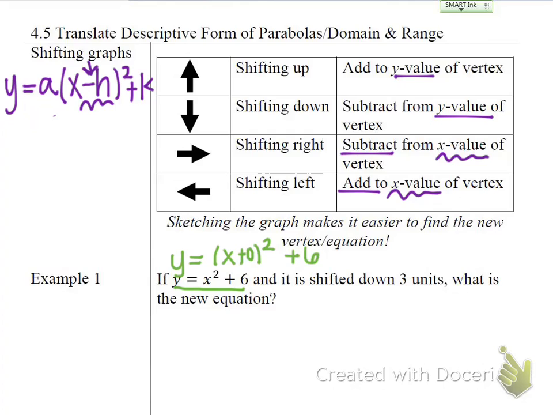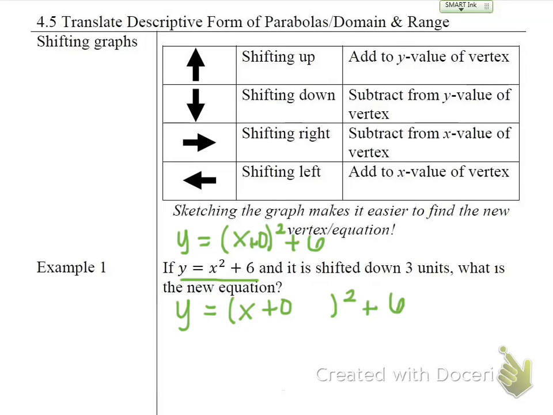So let's actually plug this in. This is going to be y equals, and then I'm going to do plus 0 and leave a blank, squared, plus 6, and let's alter it based on what we have. So we are shifting down 3 units. Which number, 0 or 6, has to do with the y-axis shifting up or down? 6. So the problem tells us that we are shifting down 3 units. Is shifting down the y coordinate or the x coordinate? The y. So we're really only looking at the 6 here.